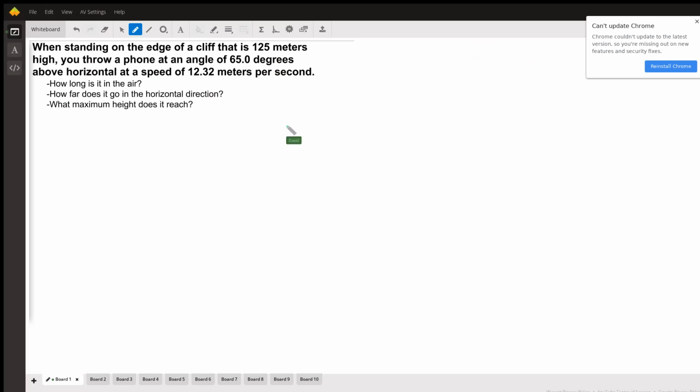Again, I assume you know how to solve the individual parts, but putting the whole thing together can be a little bit challenging. So let's go through it. All right, we're going to answer these 3 questions. The main one here is how far does it go in the horizontal direction? That's the range. And we'll address the other 2 as we go along.